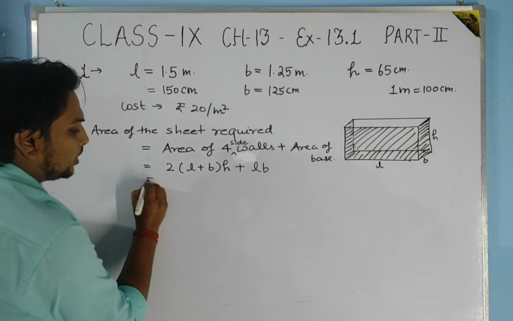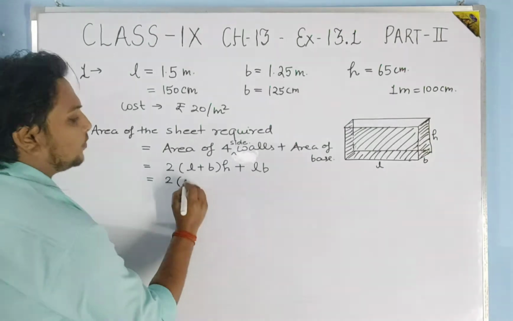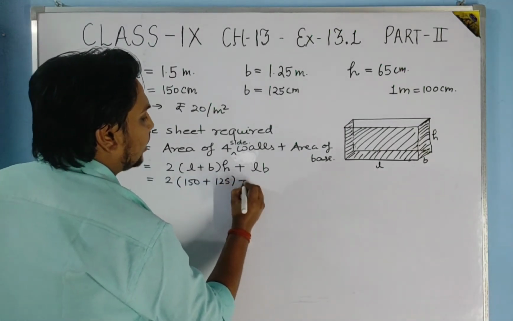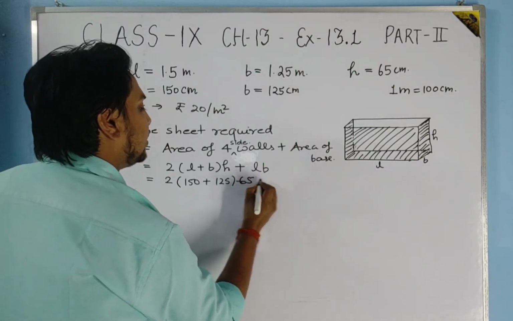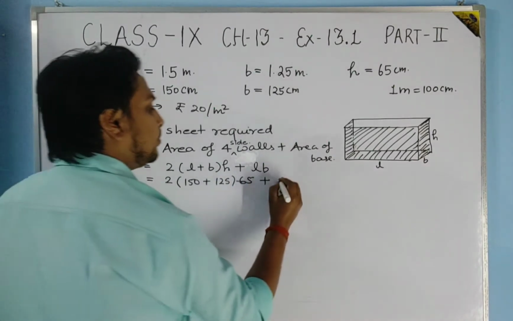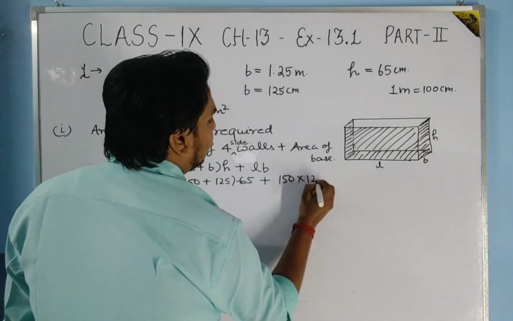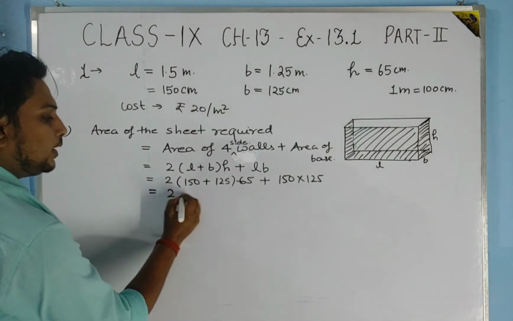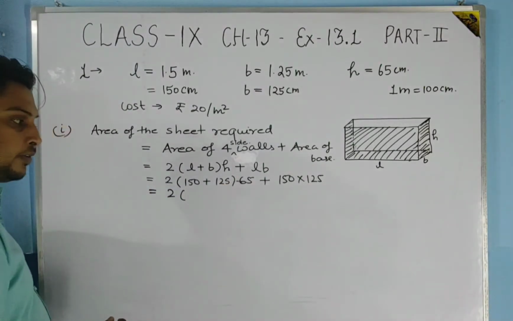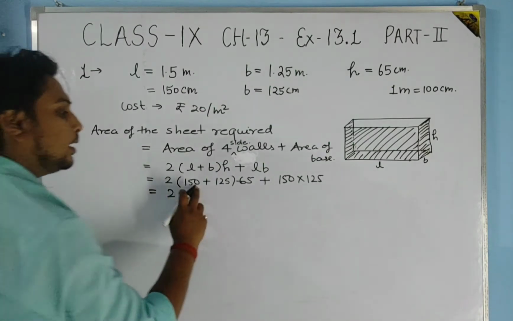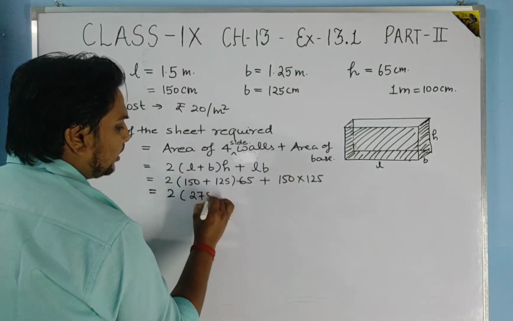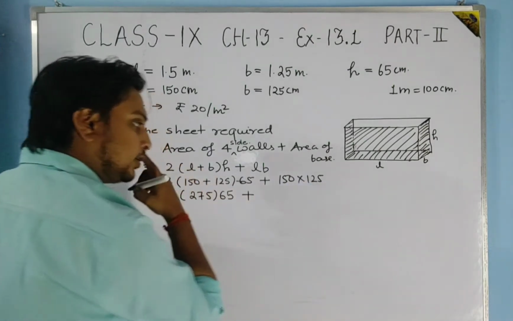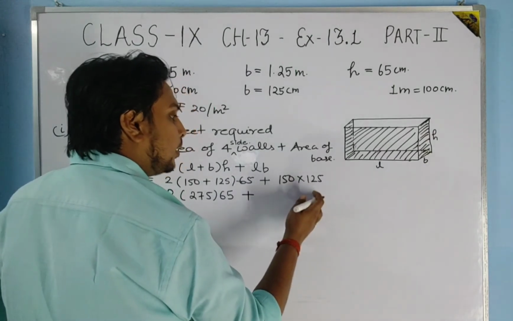Okay, so now students, we have to solve it. L is 150 centimeter, B is 125 centimeter and H is 65 centimeter. So it is 2 into (150 plus 125) into 65, plus LB, means 150 into 125. So this we have to solve. 150 plus 125, how much will it be? It will be 275 into 65, plus, here you have to solve it.